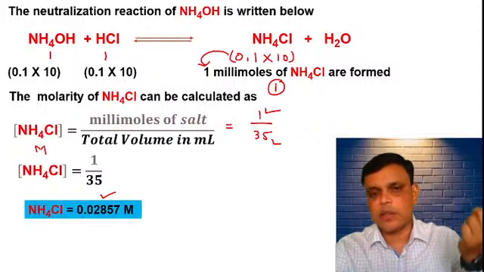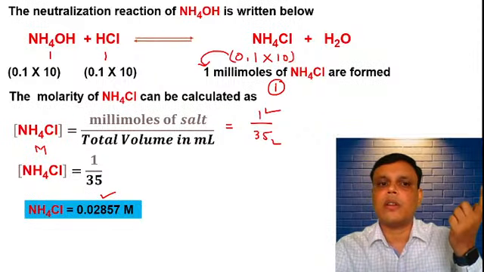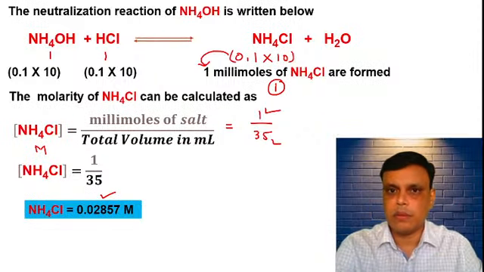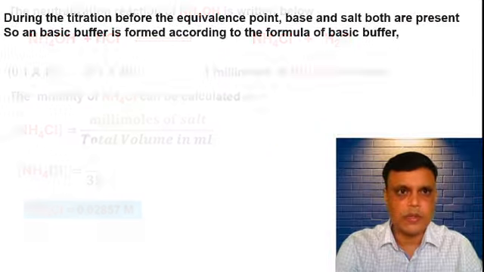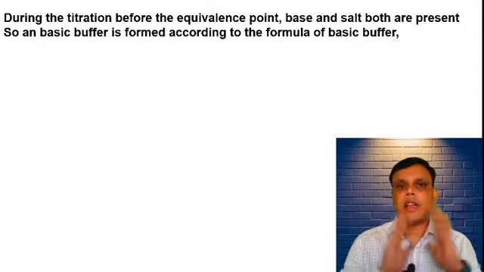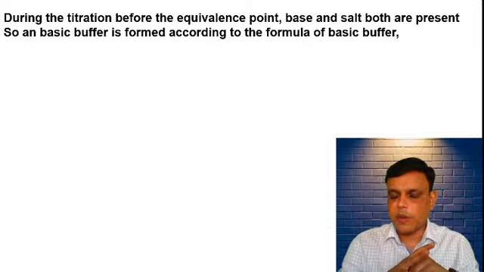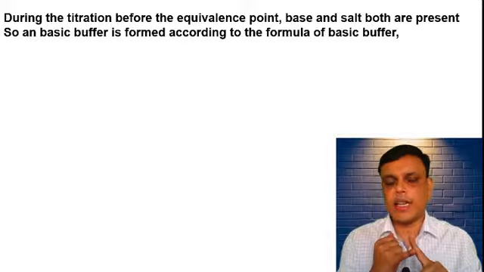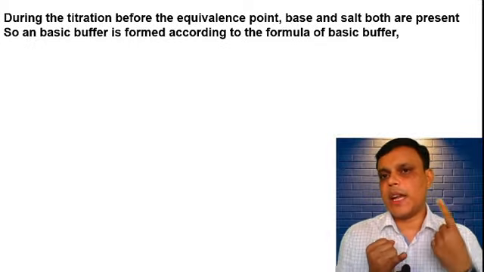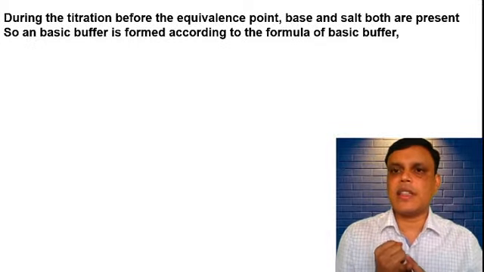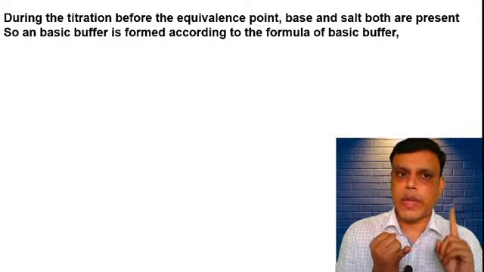And in the first case we calculated the normality of the base. Okay. So during the titration, before the equivalence point, your solution contains base plus salt of that base, and if such a condition is there, then that solution is called a basic buffer.